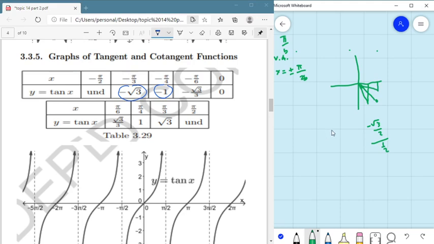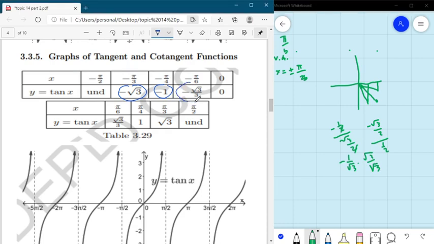And negative pi over 6 earlier, your sine is negative 1/2, then square root of 3 over 2 is your cosine. So, cancel. Therefore, it's negative 1 over square root of 3 multiplied by square root of 3 over 3. So, that is why we have negative square root of 3 over 3. Then, 0.